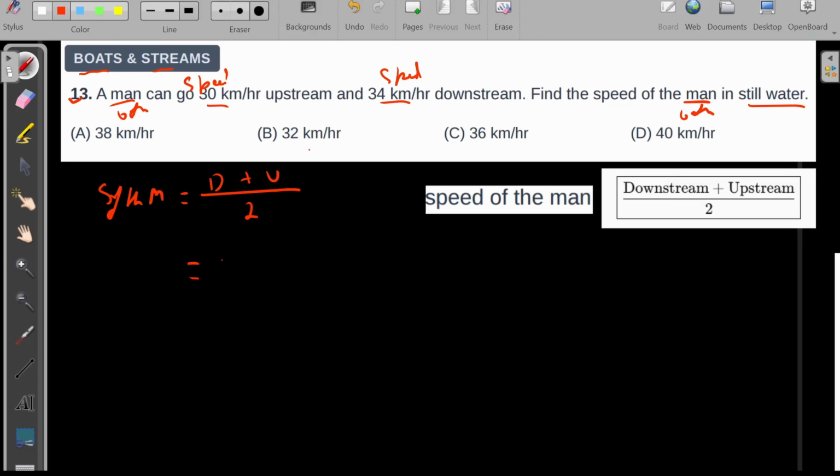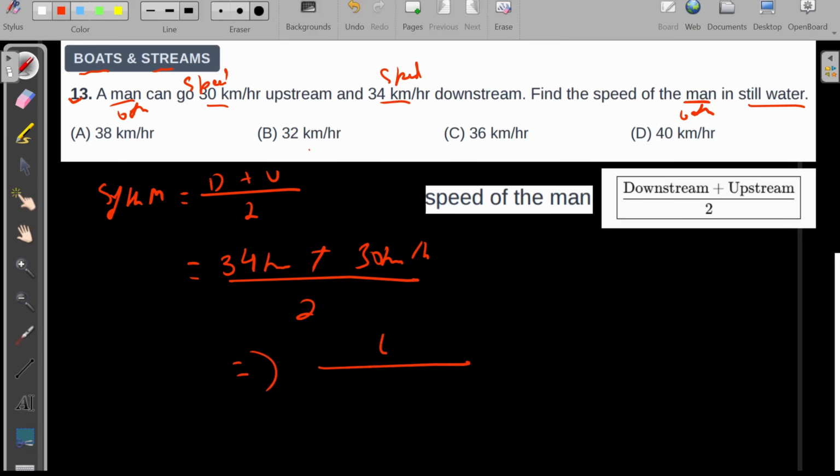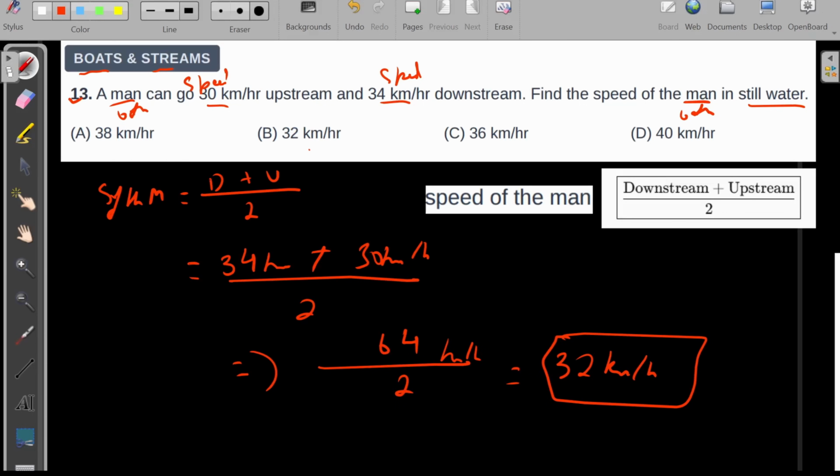So downstream would be 34 kilometer per hour. Upstream, which is 30 kilometer an hour, divided by 2. This will give me the overall speed. So that will be 64 over 2 kilometer an hour, which equals to 32 kilometer an hour. So this is the speed of the boat in still water, which is option B.